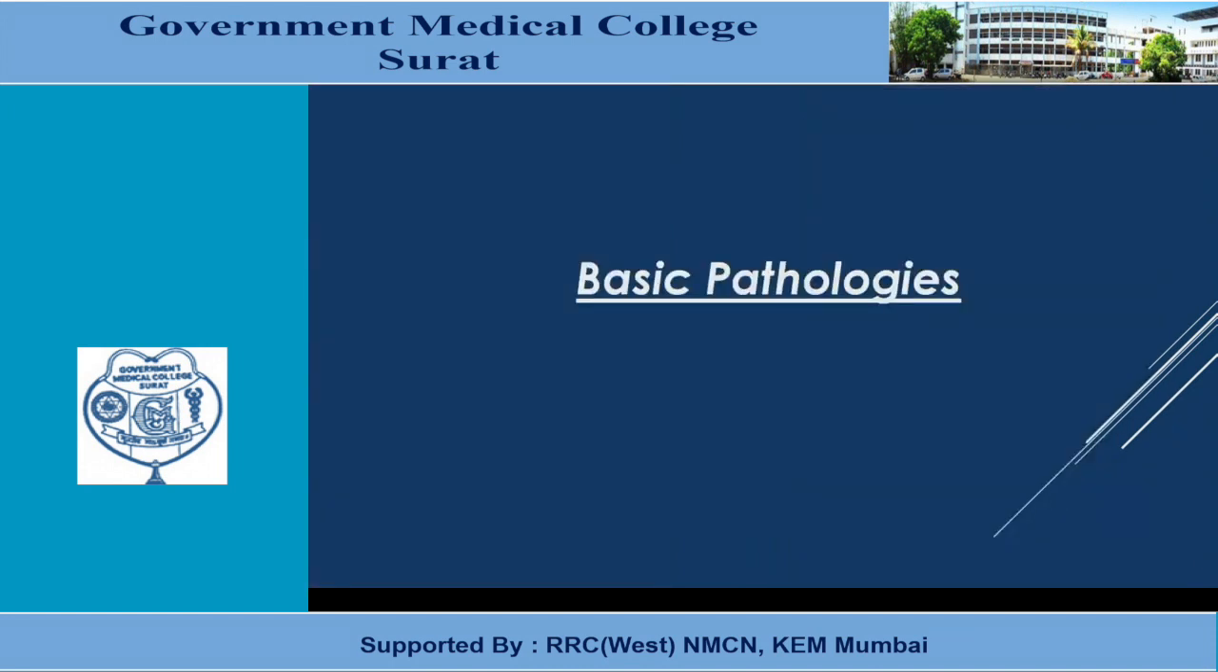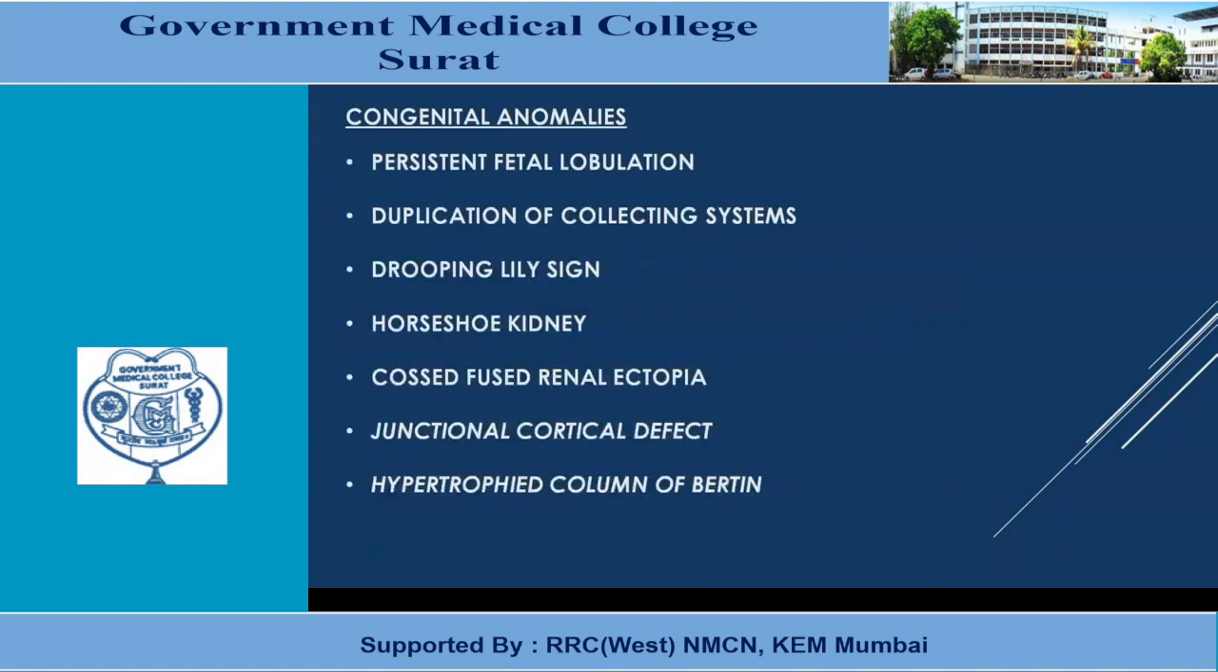Now we go to a few basic pathologies and congenital anomalies. Among them are persistent fetal lobulation, duplication of the collecting system, drooping lily sign, horseshoe kidney, cross-fused renal ectopia, junctional cortical defect, and hypertrophied column of Bertin. I am not going into detail for these, but I am only showing you images of how they appear on various modalities.